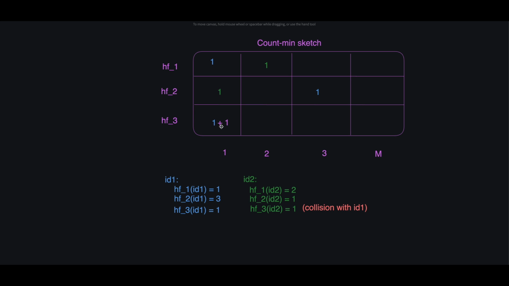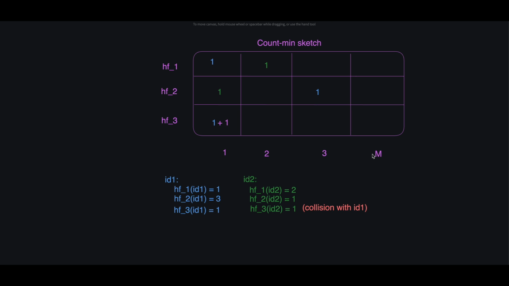And now when we want to show top k, we will be taking the minimum out of all cells for a specific ID. So for ID1, we're going to be looking at this cell and this cell, and taking the minimum. That will give us a 1. For ID2, we're going to be looking at this cell and this cell, which will give us a minimum of 1. All right, great.